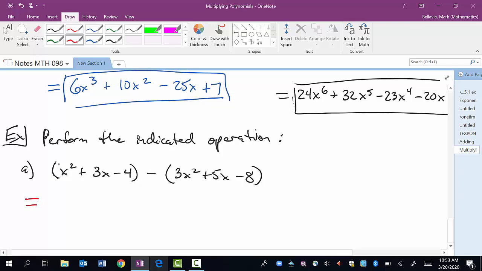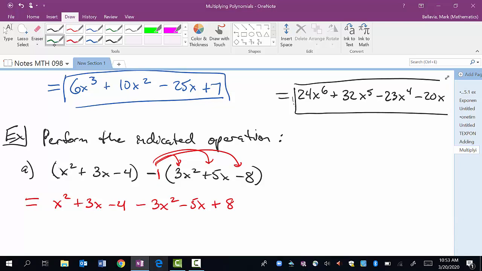For this first part, remember, you drop the parentheses and you just have x squared plus 3x minus 4. Here, this is really like a negative 1 in front you want to distribute through. So negative 1 times 3x squared is negative 3x squared. Negative 1 times positive 5x is negative 5x. And negative 1 times negative 8 is positive 8.